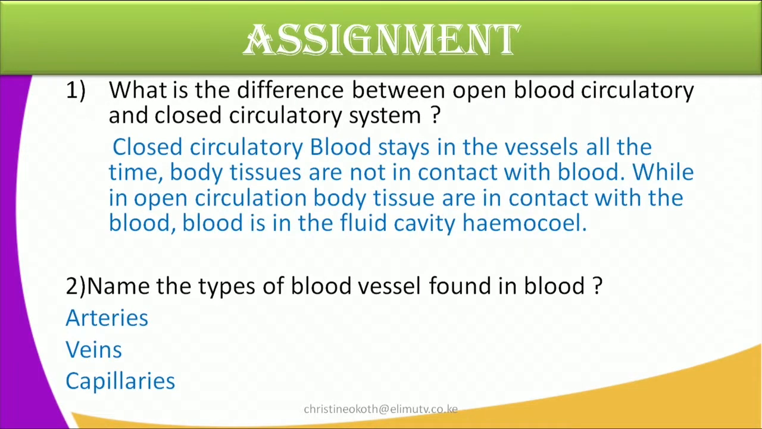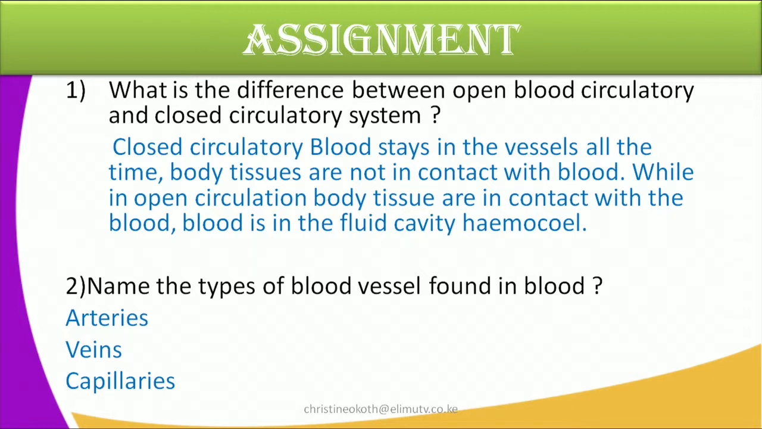So let us start by reviewing the previous assignment. In the last lesson, we were learning about the closed circulatory system and the open circulatory system. And the assignment was question number 1. What is the difference between open blood circulatory and closed circulatory system? We discussed that, and we said that in the closed circulatory system, the blood will always stay in the vessel all the time, and the body tissues are not in any way in contact with the blood. Whereas in the open circulatory system, the body tissues are always in contact with the blood, and the blood is in the fluid cavity that we call the hemocoel.